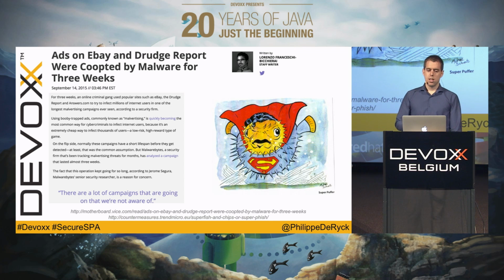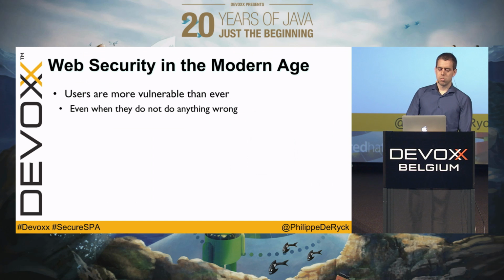So my message here is that users are more vulnerable than ever, even when they don't do anything wrong. Of course, users still do make mistakes. Users still choose the word password as their password and things like that.